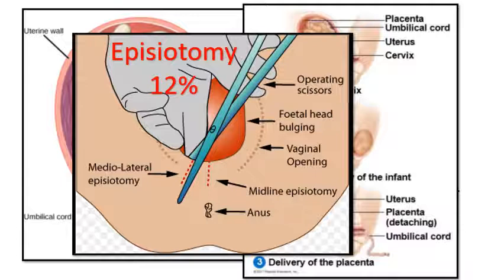And one of the problems that's more common than you'd like it to be is the head not being able to come out through the vagina because it's not big enough. In that case, the doctor may do something called an episiotomy in 12% of the cases, which is where they take a pair of scissors and they cut the vagina in order to let the baby's head out.